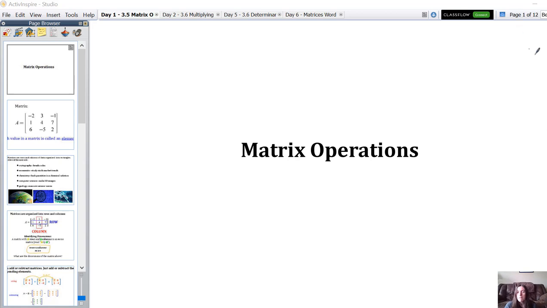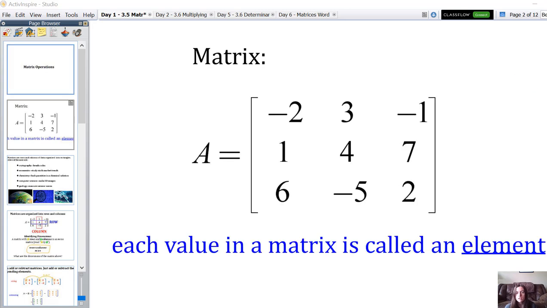Now we're going to be talking about matrices and operations on those matrices. So just as a little introduction, this is an example of a matrix. It is this grid with multiple rows and columns, and each thing that is inside of our matrix is called an element. Now why do we even care?